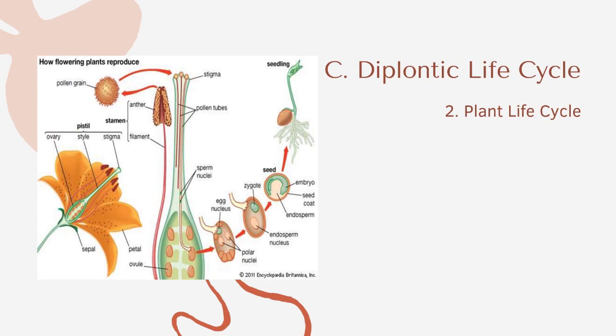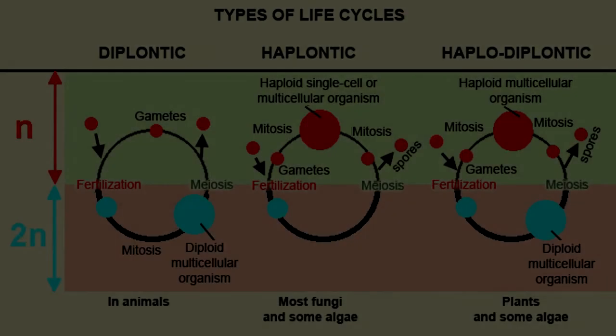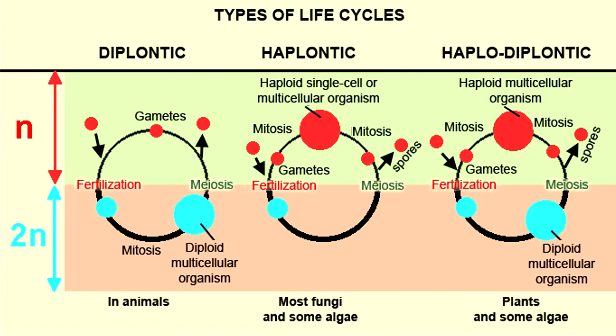Those are the three different types of reproductive cycle according to the dominant stage. To give us a recap, let us review all of them. We have diplontic, haplontic, and haplodiplontic. For the diplontic stage, the dominant stage would be the diploid multicellular organisms, and this is usually present among higher animals and among higher plants such as your angiosperms.